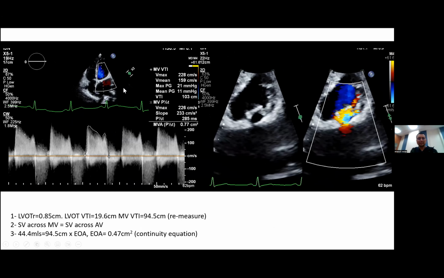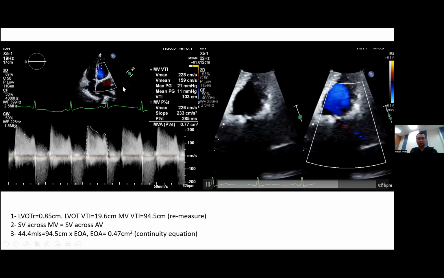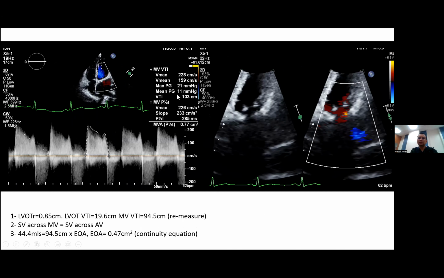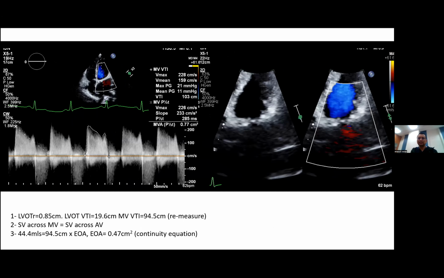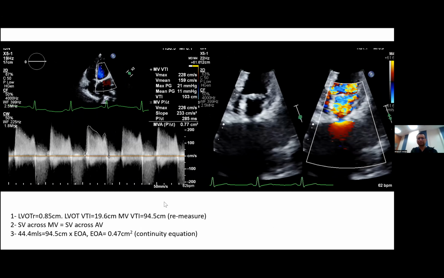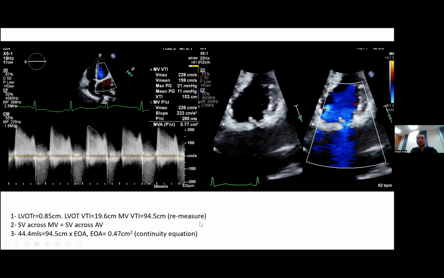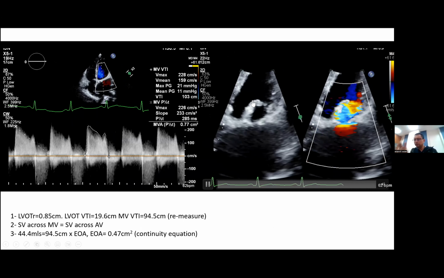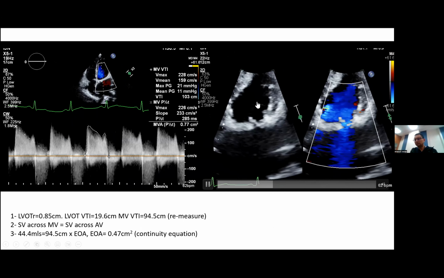Now, if you look at this Doppler across the mitral valve, you can see that the mean gradient is very high, 11 millimeters of mercury. So remember that a mean gradient of 10 millimeters of mercury is considered severe mitral stenosis. Now, this is the zoom view of that mitral valve.